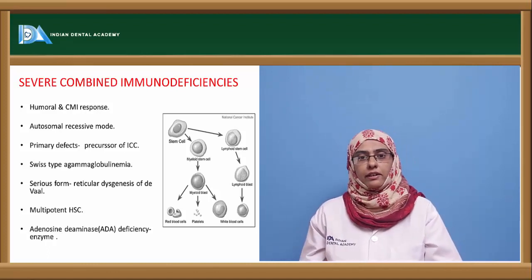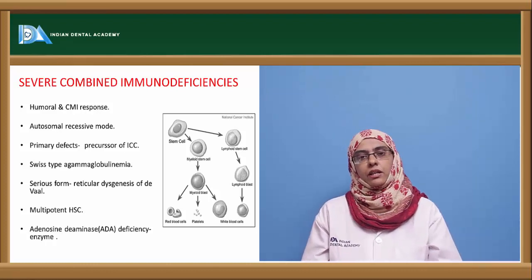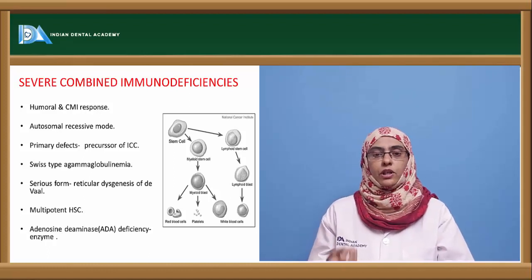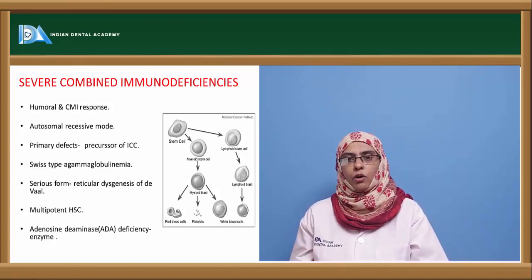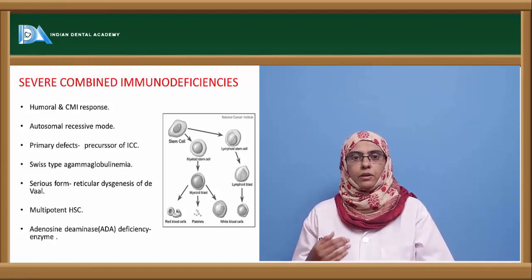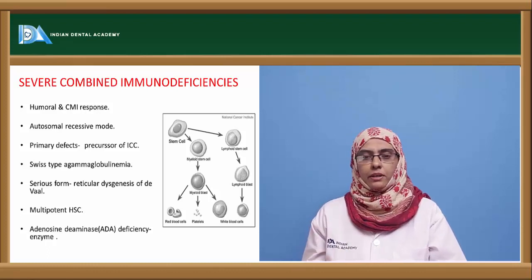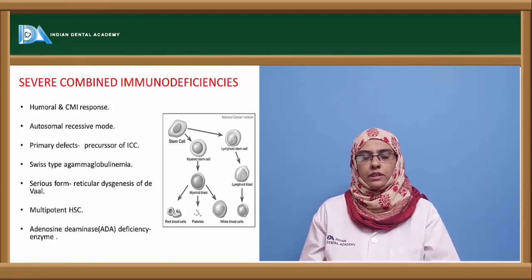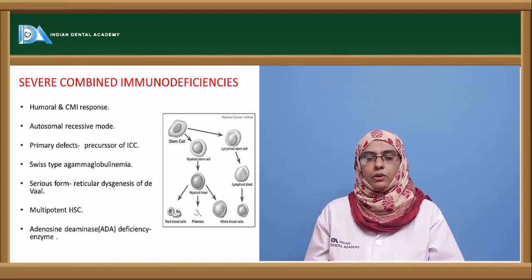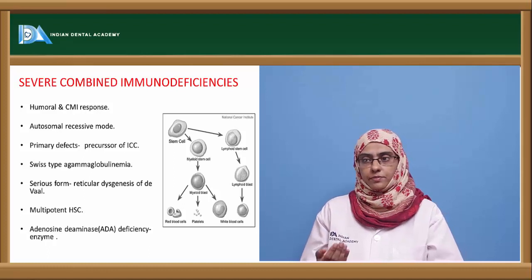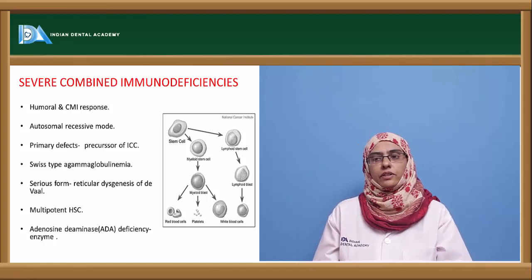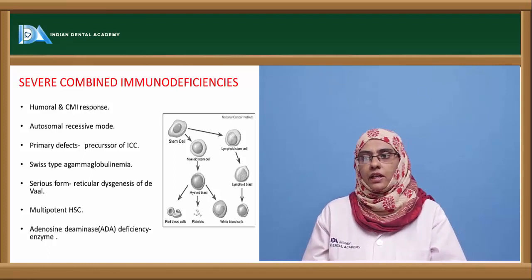So in order to develop any type of response, whether it is a humoral response or a cellular response, the immunocompetent cells are very, very important. Here the damage is directly to the immunocompetent cell, thereby not allowing any type of response to develop. It was first described in a Swiss laboratory, where Swiss co-workers discovered a severe combined immunodeficiency disease, mostly involving the immunocompetent cells.